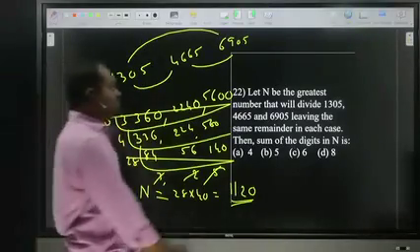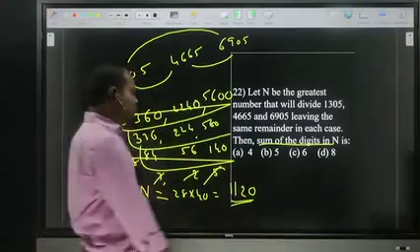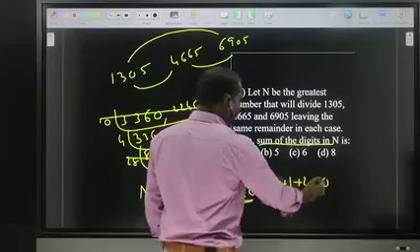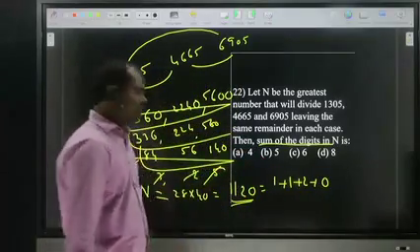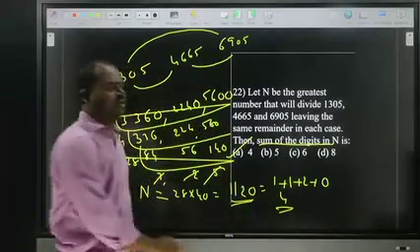The question asks for the sum of the digits. The sum of the digits is 1 plus 1 plus 2 plus 0. 1 plus 1 is 2, 2 plus 2 is 4. So what is the answer? 4, which is option A. Right?